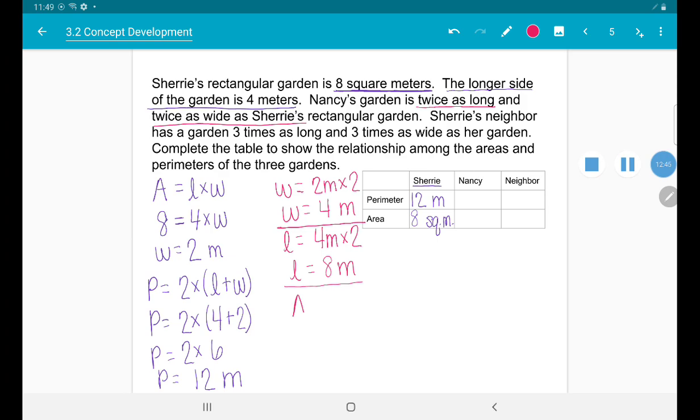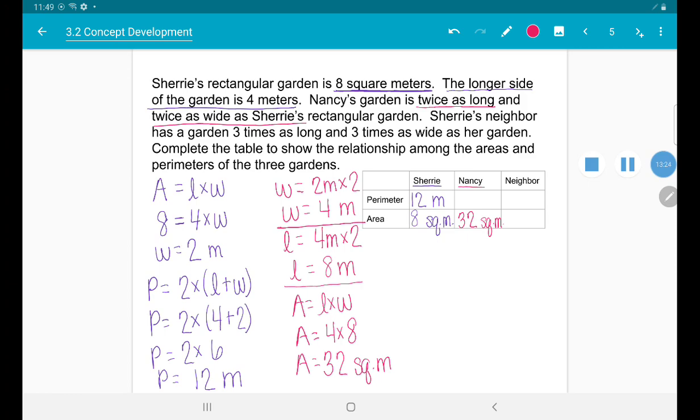Find the area. Area equals length times width. So we'll do 4 for the width times 8. 4 times 8 is equal to 32. So the area of Nancy's garden is 32 square meters. Put that in the table, 32 square meters.